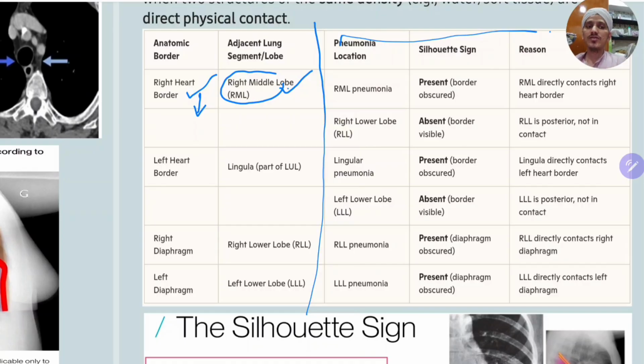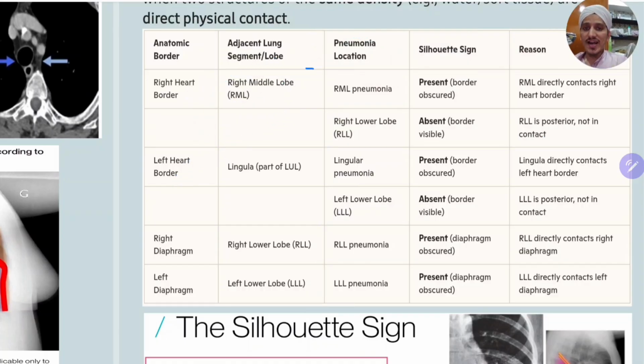So we see this when two structures have contact. If they don't have contact, we will not be able to see it. For example, the right lower lobe does not have any contact with the right heart border. That's why when there is any consolidation or collapse in the right lower lobe, we will still be able to appreciate the right heart border, because they are not in direct contact. That's why we will not see the silhouette sign. The right lower lobe is posterior, not in contact with the cardiac border, so we will not see the silhouette sign in case of right lower lobe.